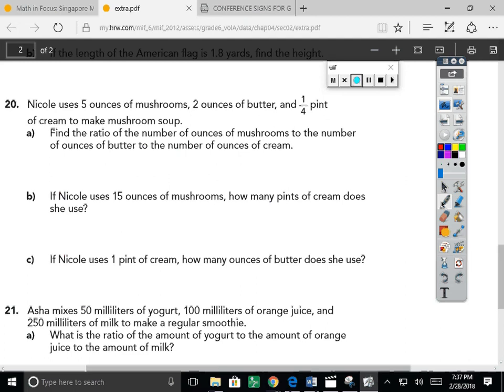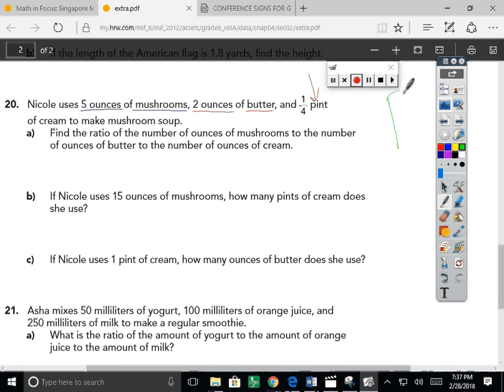All right, so on number 20, I noticed something. What I really like is that I have ounces of mushrooms. That's awesome. And I also have ounces of butter. That's pretty cool. The problem that I have here is I have pints. And if you remember, pints and ounces aren't the same size units. Well, we did something like this on the previous side of this worksheet.